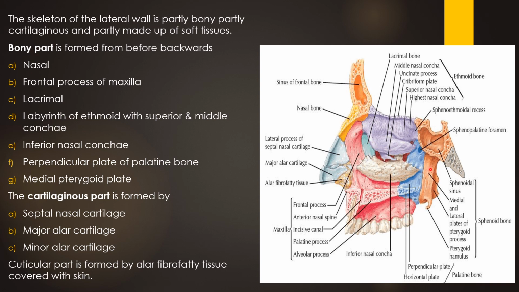So from before backwards, the bony part includes the nasal bone, frontal process of maxilla, lacrimal bone, labyrinth of ethmoid with superior and middle concha, inferior nasal concha, a separate spongy bone, then the perpendicular plate of palatine bone, and the medial pterygoid plate. While the cartilaginous part is formed by the septal nasal cartilage, major alar cartilage, minor alar cartilage, and alar fibrofatty tissue as well, which is the soft tissue part contributing to the lateral wall of the nose.